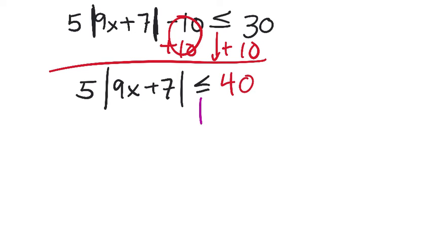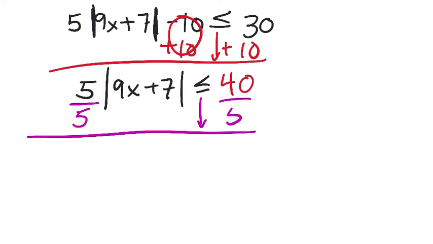And then we need to make that 5 a phantom 1. So divide both sides by 5. Now we're dividing both sides by a positive. That's good. And then we're left with the absolute value of 9x plus 7, which is still less than or equal to, but now 8.